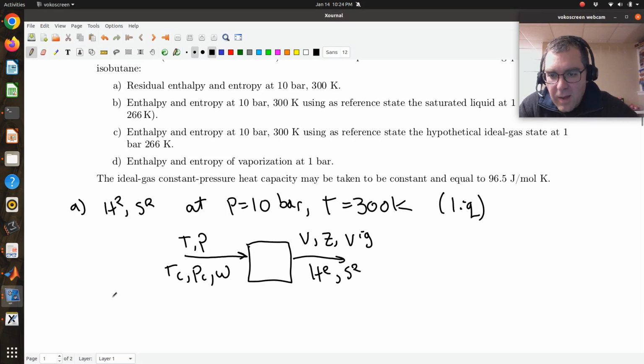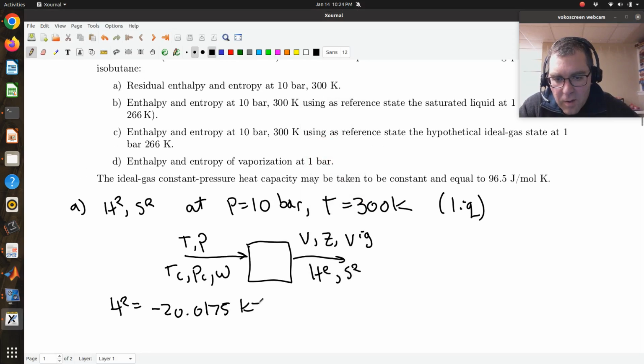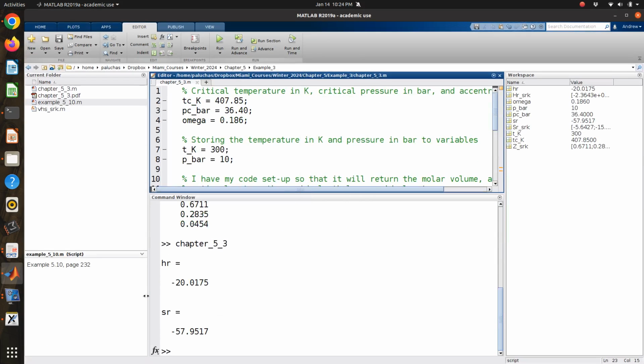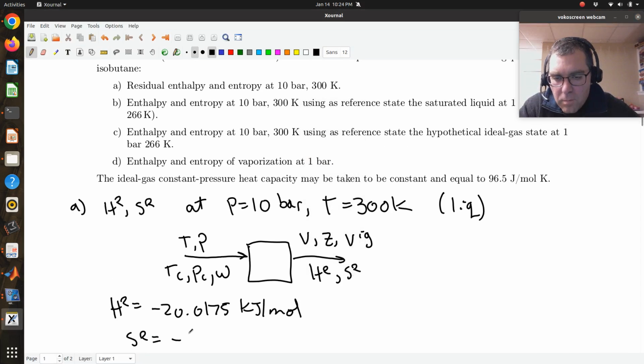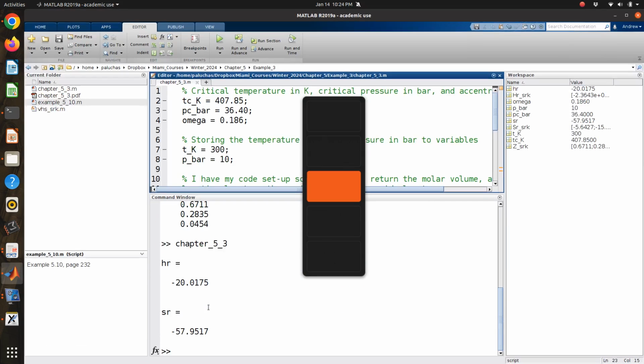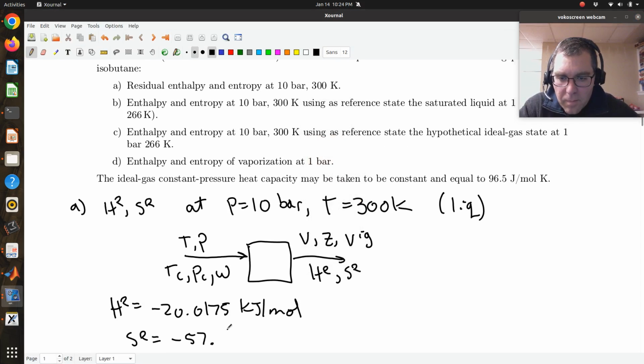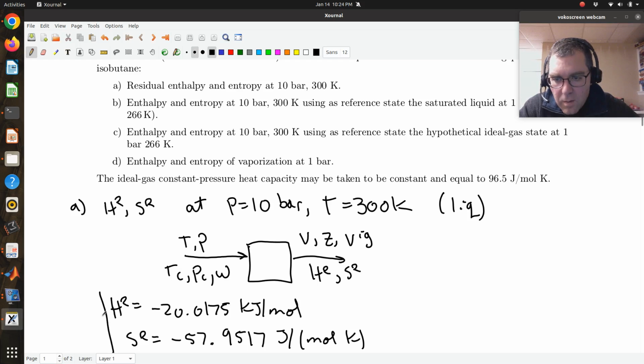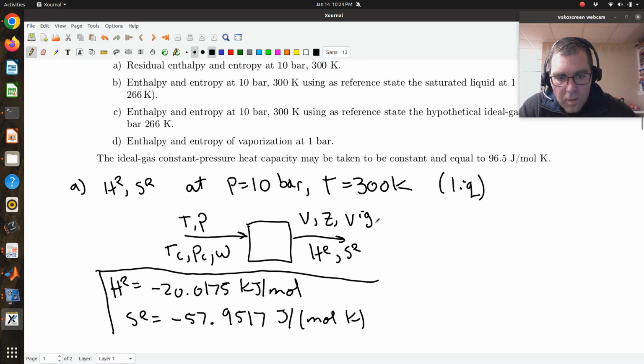So I get HR is equal to negative 20.0175 kilojoules per mole. That's HR. And SR is negative 57.9517, and that's joules per mole Kelvin. All right, so that's part A.